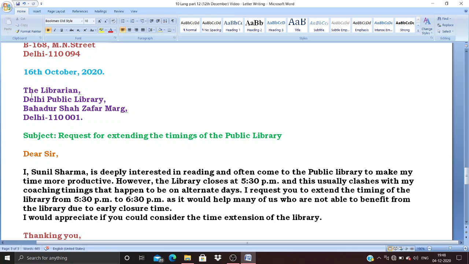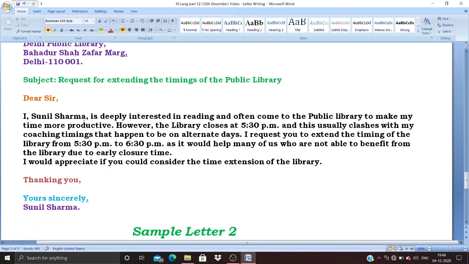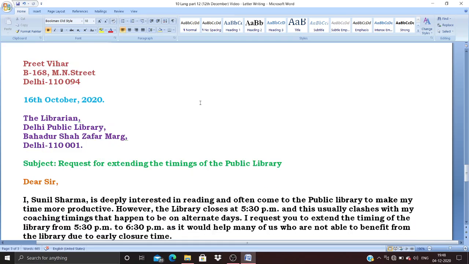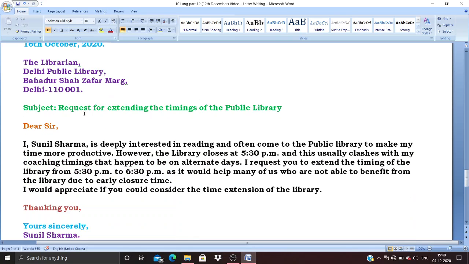2020 dot. The librarian, the Delhi Public Library, Bahadur Shah Zafar Marg. This is a 4-line address, but still the last line has got the dot. Subject, request for extending the timings of the public library. You should always know your topic. Request to extend the timings of the library. So this is where you have to get your subject from.